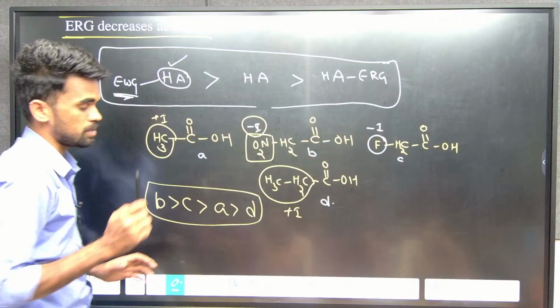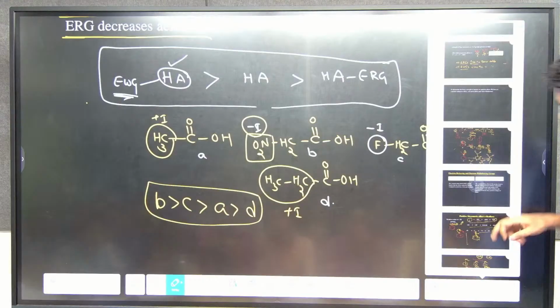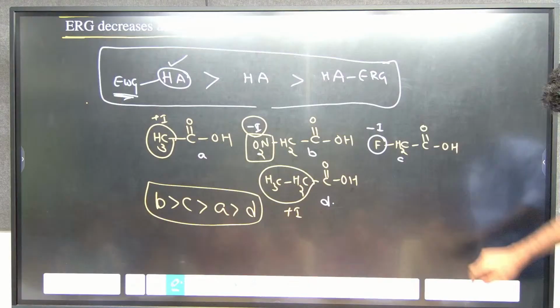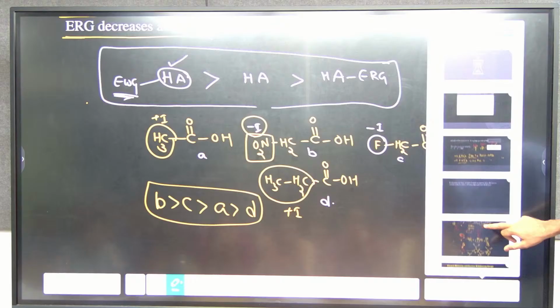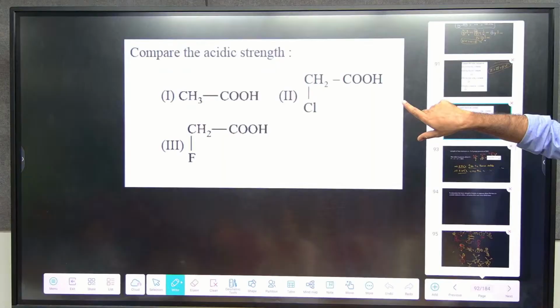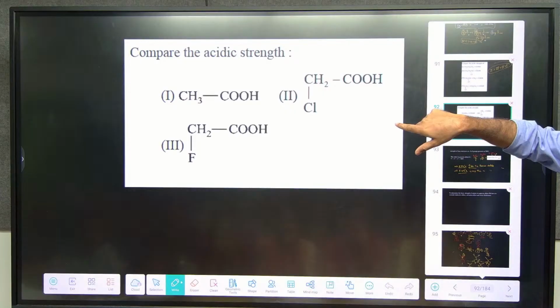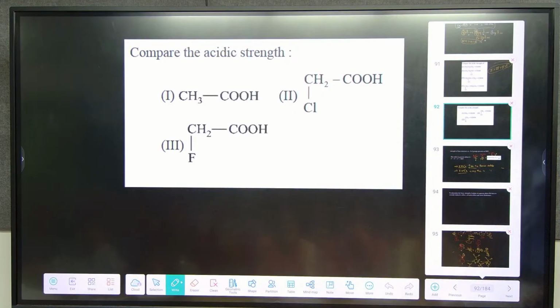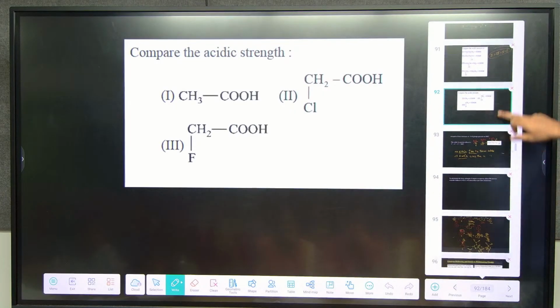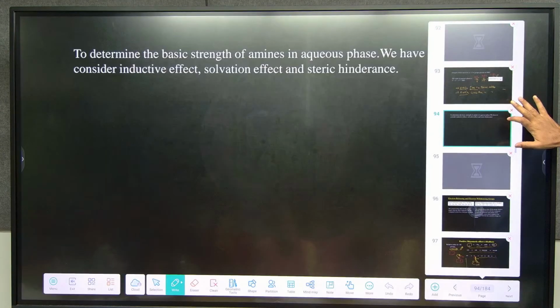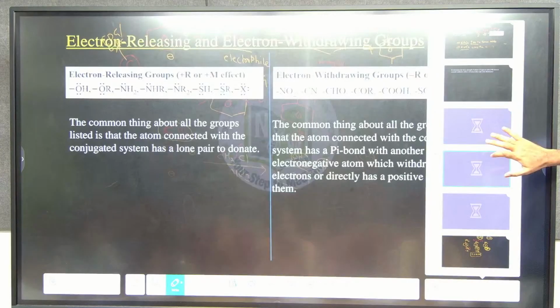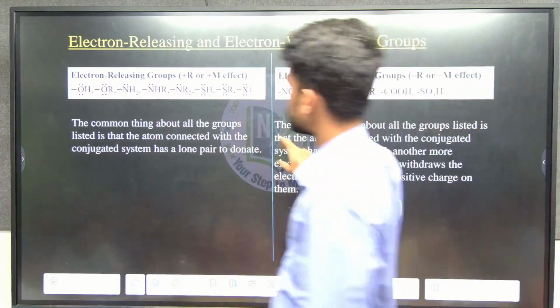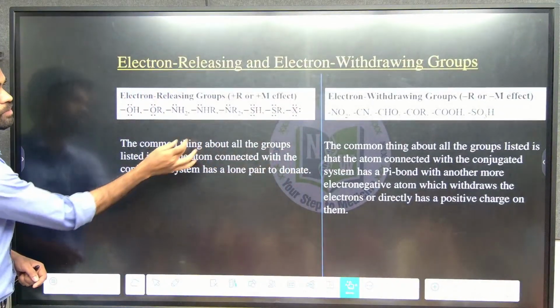So yesterday also we covered some examples related to these. This one from yesterday's class. Okay, so these are the groups. See, are you able to see from there, from the back bench?